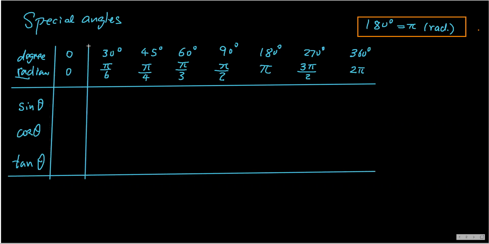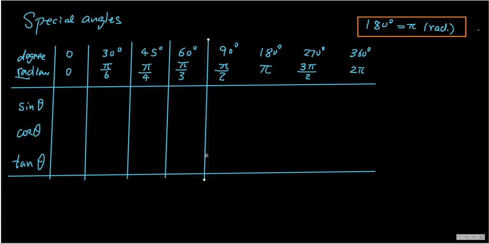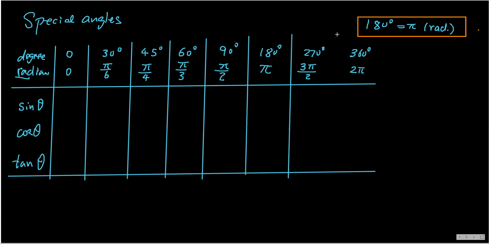How about sine 0 degrees? We can use the unit circle to help you work it out. Sine 0 is 0. Can we just make this table? Basically, sine of a special angle has a special value. So that is 0. Can you see?